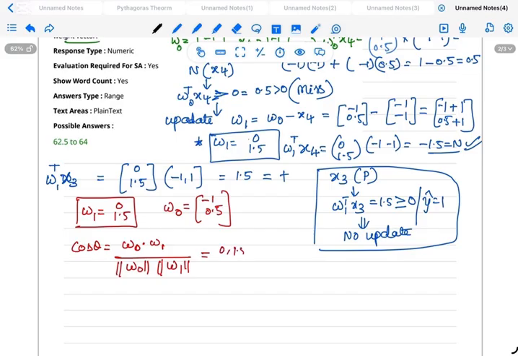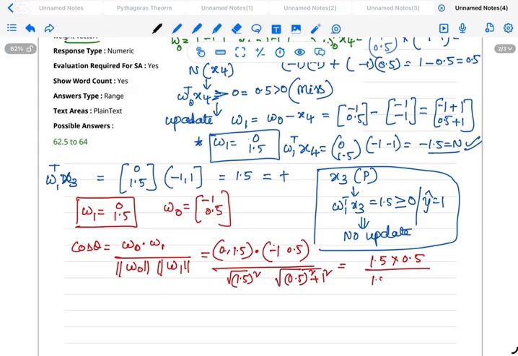That equals 0 into -1 plus 1.5 into 0.5, divided by the square root of 1.5 squared, times the square root of 0.5 squared plus 1 squared. So 0 into -1 is 0, and 1.5 into 0.5 divided by 1.5 into the square root of 0.5 squared plus 1 squared; the 1.5 cancels.